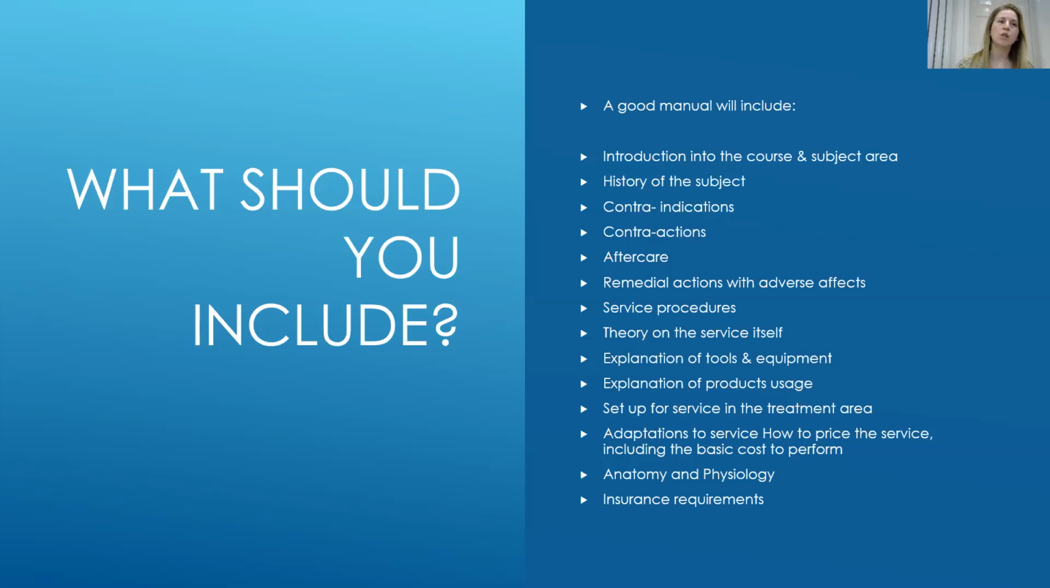It needs to have all the details of the theory that goes with the practical side. We need to explain the tools, the equipment, the products and their usage. We also need to explain how to set up for the service and the treatment area, so as many pictures as you possibly can provide would be really good for that. Obviously the adaptations to the service, and how to price that within those adaptations. Also include your basic cost to perform it. That always helps people when they're trying to price something and get their benchmark right. If they know how much it costs to do a service or treatment, they can add on things like their rent, and it helps them to see what their profit margin is going to be.